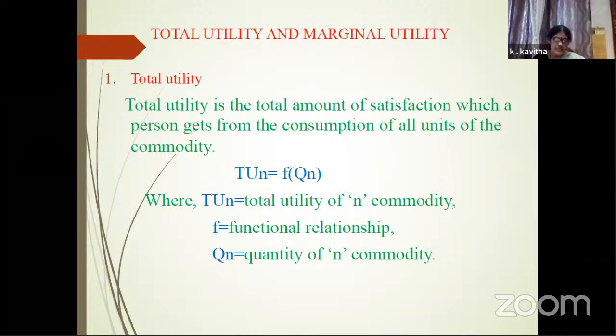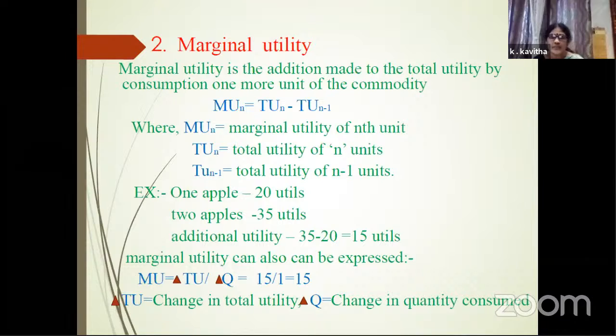And next we go to the marginal utility. Marginal means additional: the addition made to the total utility by consumption of one more unit of the commodity. The additional utility derived from the additional unit of a commodity is called marginal utility. Just now I told you the example: if you take eatables, apples, and if you eat the first apple, you will get 20 units.